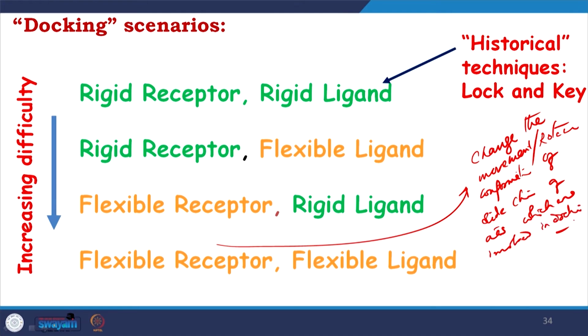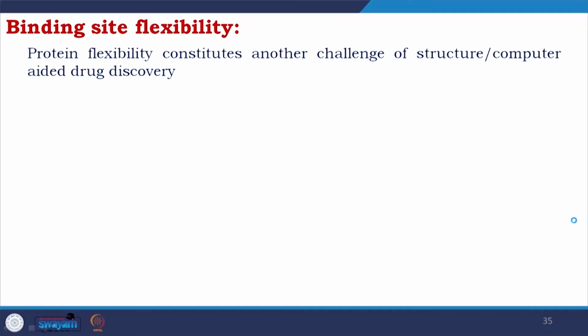So, that gives a certain amount. What I mean is, you have the receptor, and you could make it flexible. So, that is kind of our journey towards this. Protein flexibility constitutes another challenge of structure-based computer aided drug discovery.